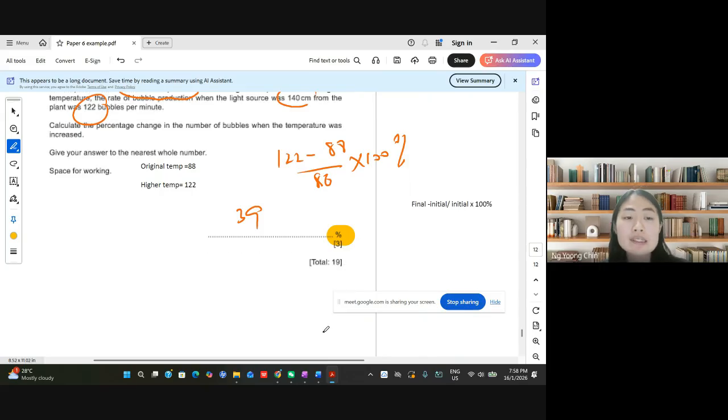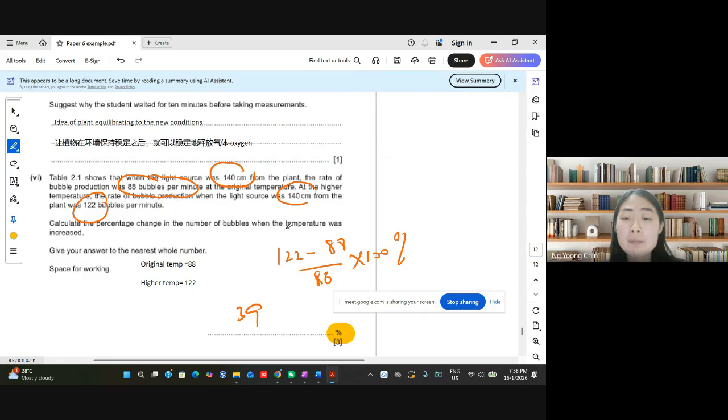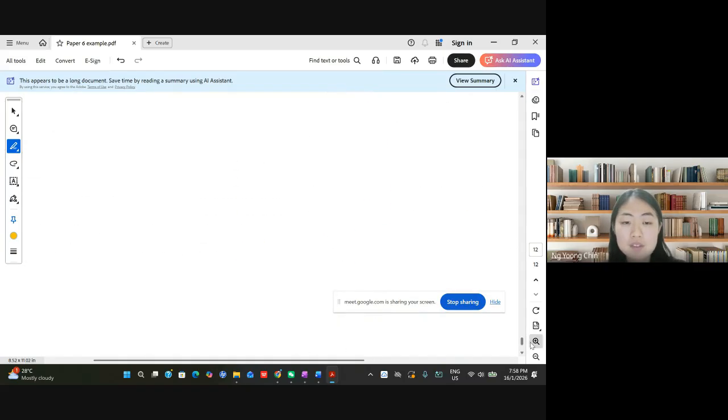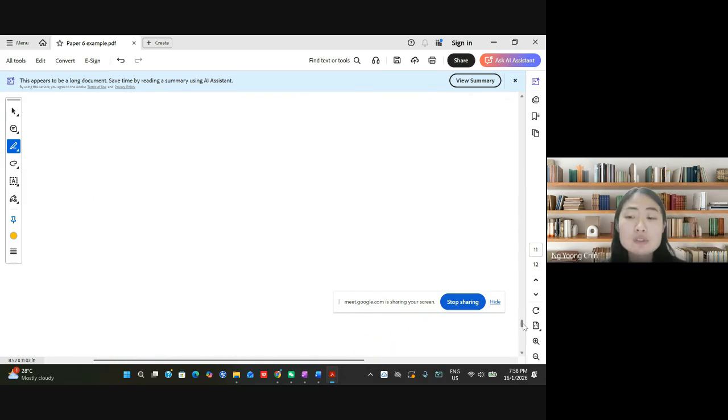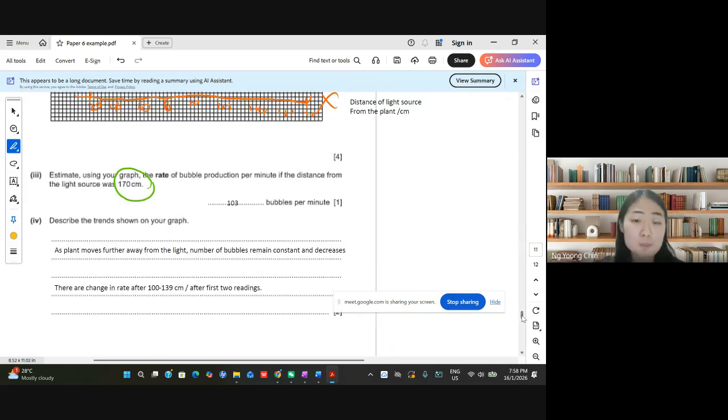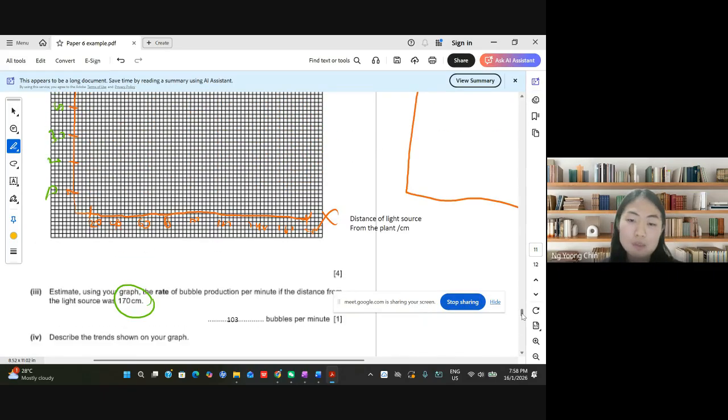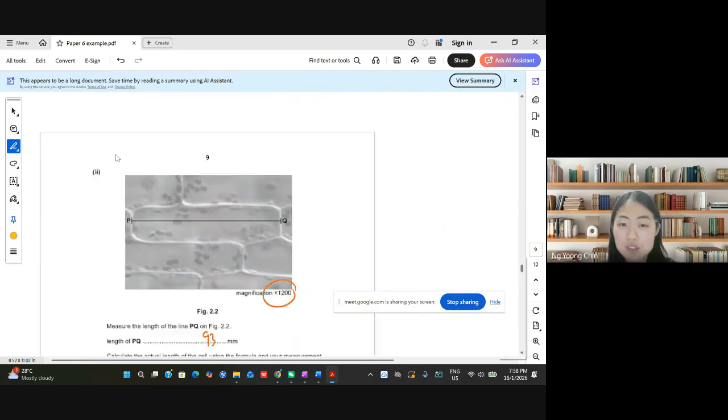So actually it's showing about a 39% increase in the number of bubbles when you increase the temperature. That means the kinetic energy of the enzyme and the substrate increases, so the substrate and enzyme can collide more frequently, and you increase the rate of the enzymatic reactions. Okay, finished, that's all. That's why Paper 6 is very, very easy to score, and usually it's the part that will help you mark up your score, whether to A or A+. So generally it's just like this, okay?